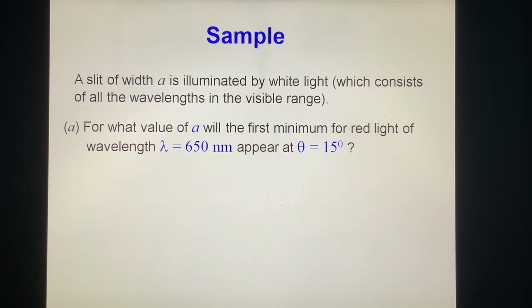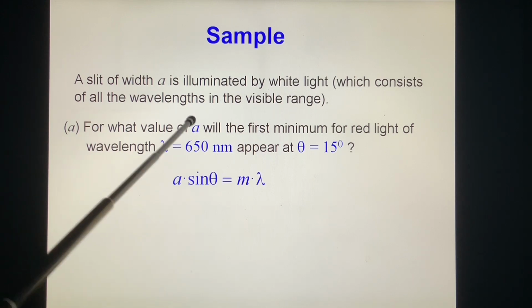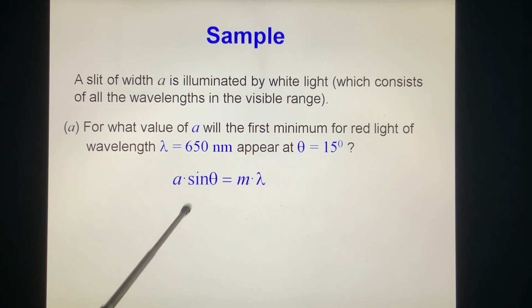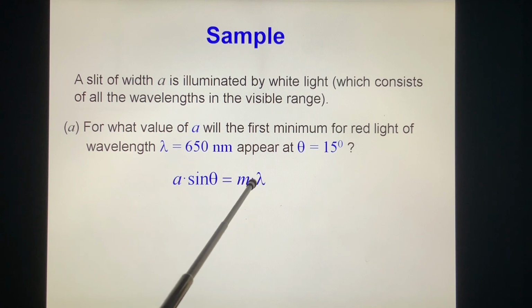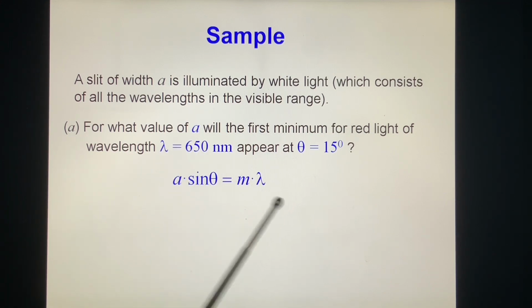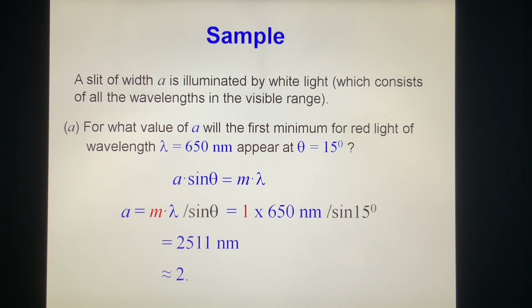This is very simple. We just have a formula, we put the numbers inside. What do we want? We find a. We have angle theta 15 degrees, and this is the first minimum, so m equal to 1, lambda equal to 650 nanometer. So we find a. Very simple. a is 2.5 micrometer.